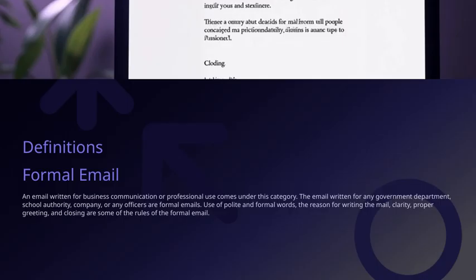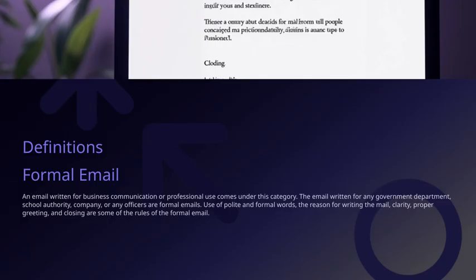Essentially, these are emails written specifically for business communication or professional purposes. You'll find them used when communicating with government departments, school authorities, companies, or any official officers. The key here is professionalism. When writing a formal email, it's important to use polite and formal language throughout. This helps convey respect and maintains a professional tone.